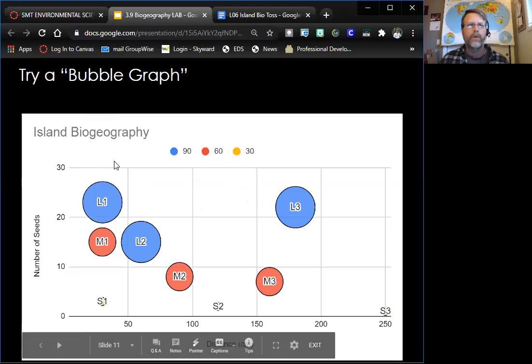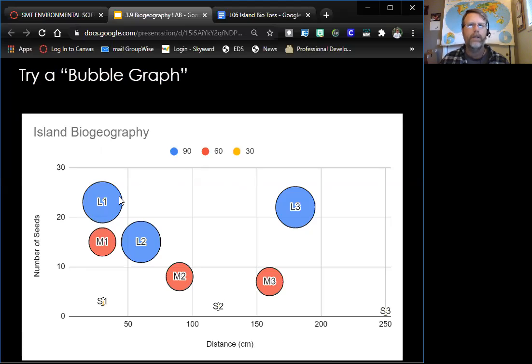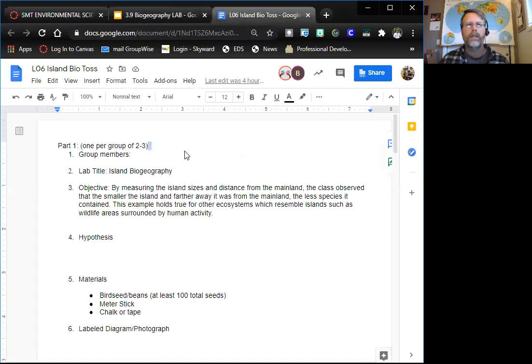This is not the required graph. This is what I was looking for. But if you do find a better way to communicate your information, you can try to look at some other ones and see what's the best way to communicate things without being misleading. Okay. So hopefully that helps you with this.